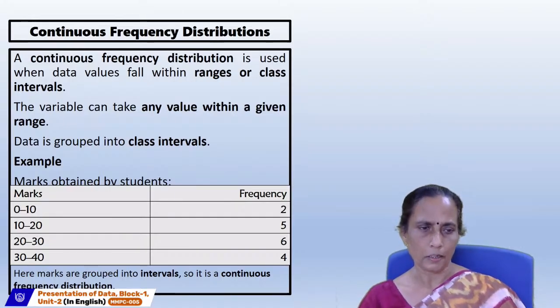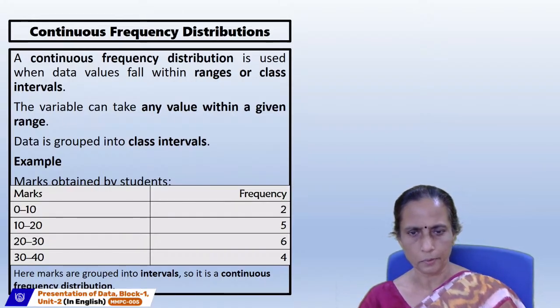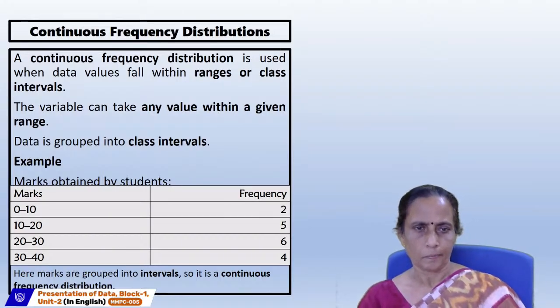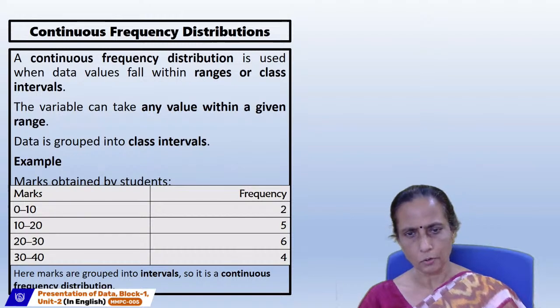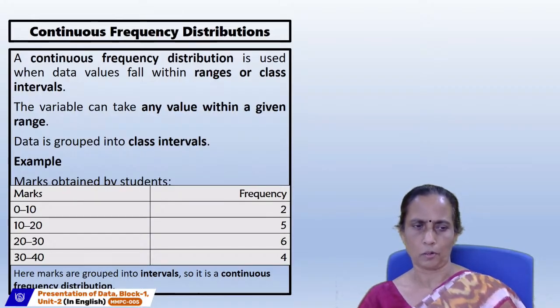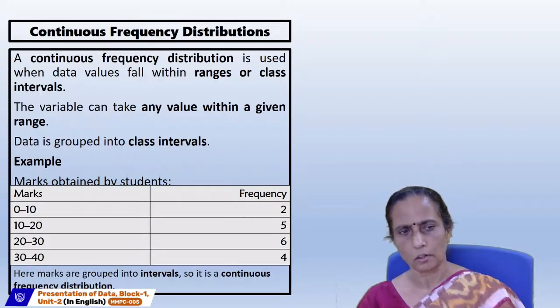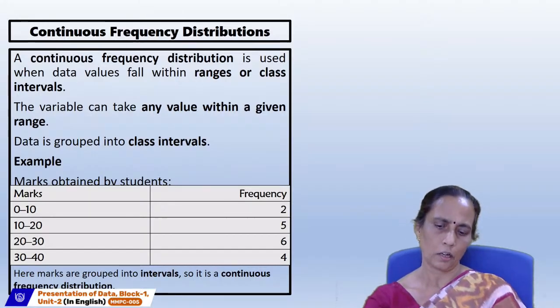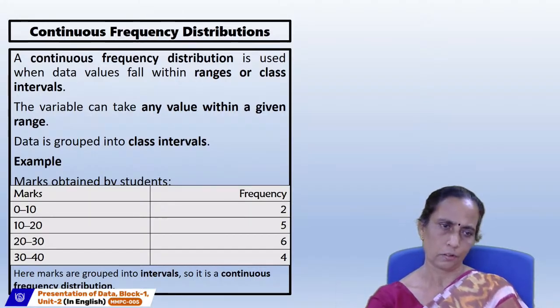Like marks obtained by students, suppose 0 to 10, two students have obtained marks in the interval 0 to 10. 5 students have scored in the interval 10 to 20, 6 students scored between 20 to 30, and 4 students scored 30 to 40. Here marks are grouped into intervals, so it is a continuous distribution.